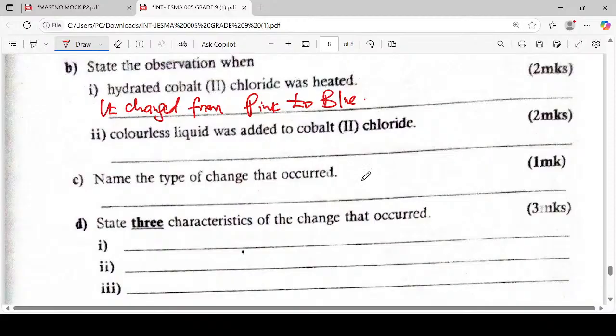Just a moment. Let me fix something from my end.